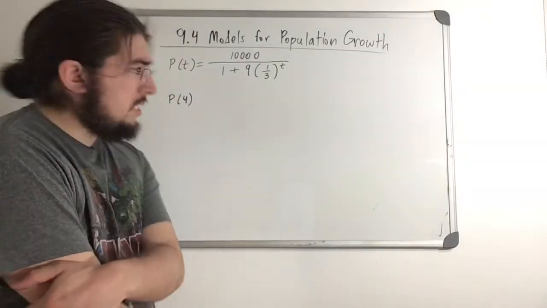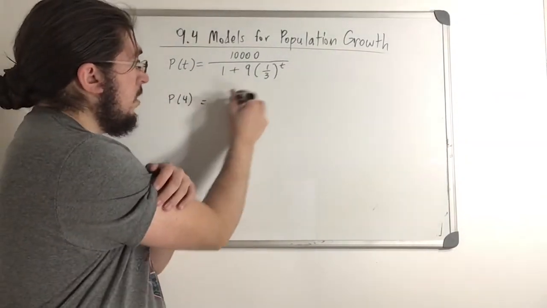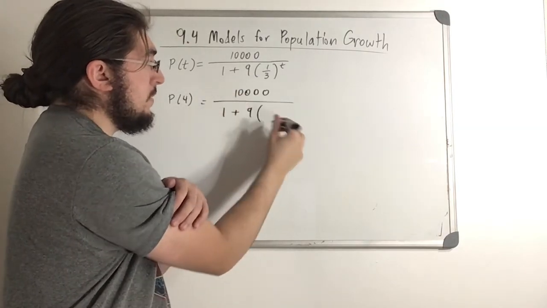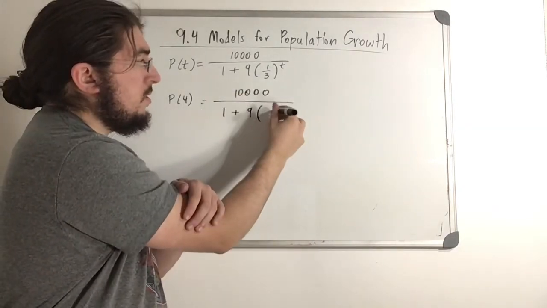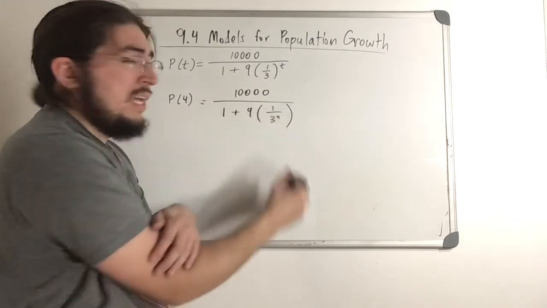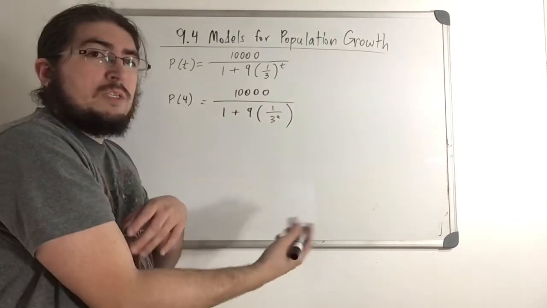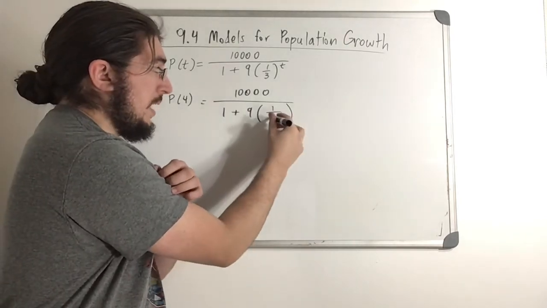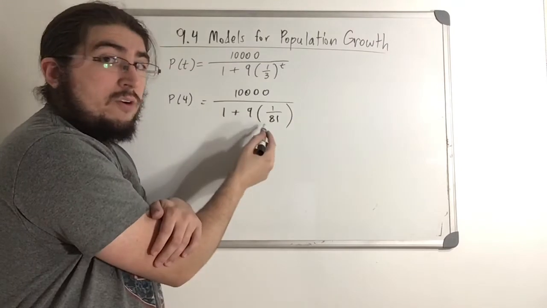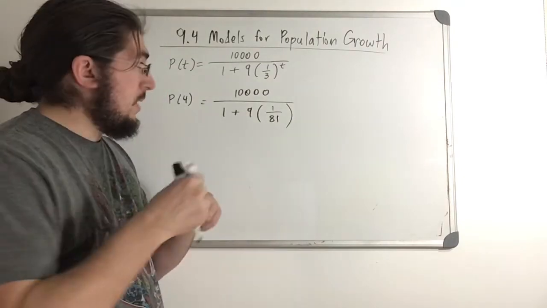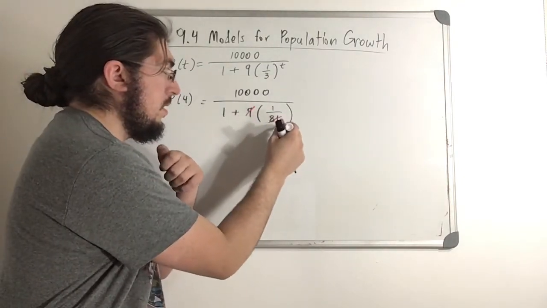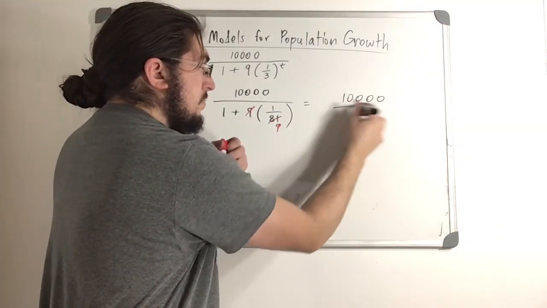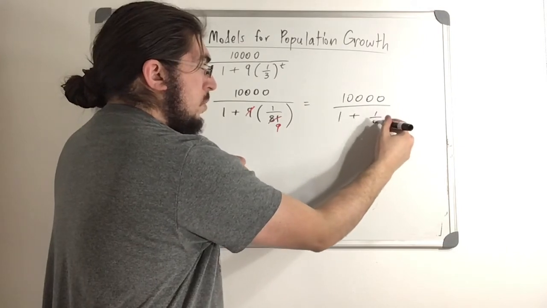Okay, so now remember, we're asked to find P of 4, so plugging it in, we get 10,000 divided by 1 plus 9 times 1/3 to the 4. 1/3 to the 4th is 1 over 3 to the 4th. 3 to the 4th, well, 3 squared is 9. 3 to the 4th is that squared, so it's going to be 9 squared, which is 81. 9 over 81 is just 1 over 9, so there's some cancellation. And what we're left with is 10,000 over 1 plus 1 over 9.